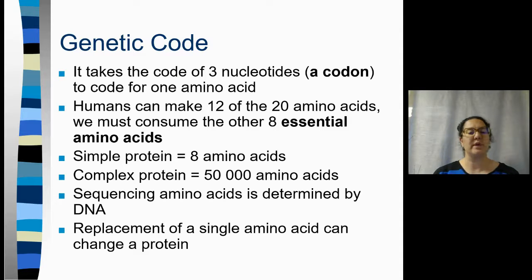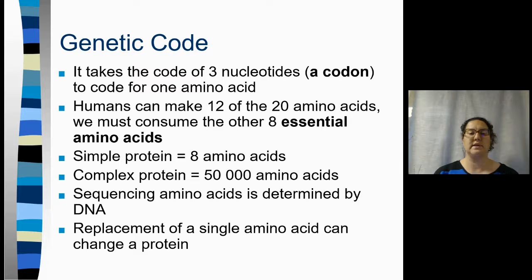And it takes 3 nucleotides, which is known as a codon, to code for 1 amino acid. And humans can make 12 of the 20 amino acids, but we must consume the other 8 amino acids because they're known as essential amino acids. We must get them through our diet.